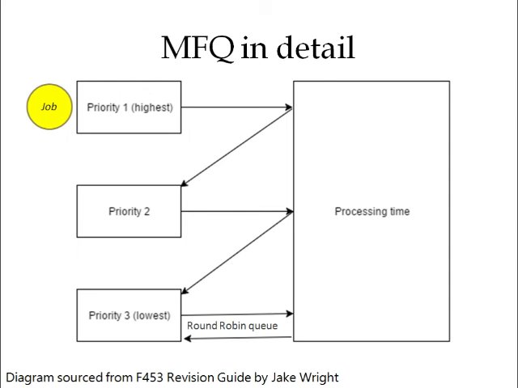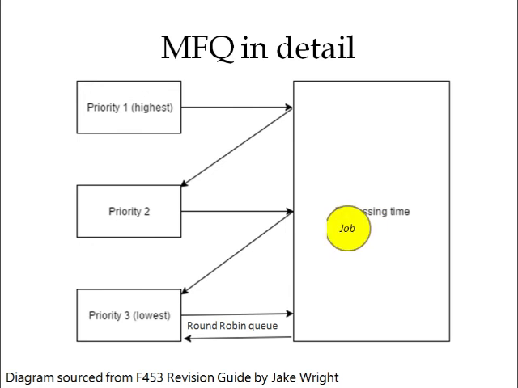A new job will start at the highest priority. When it gets to the front of the queue, it will be processed. At a given queue level, a job is given a certain time to complete. If it does not finish in this time, it will be moved down to the next queue, the priority 2 queue. It will be processed again when it gets to the front of this queue, but given a shorter time this time. The processing time is what makes the levels of priority effective.